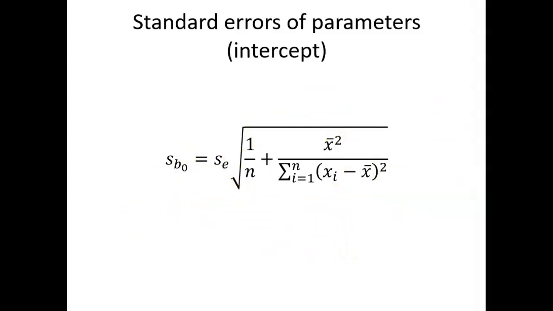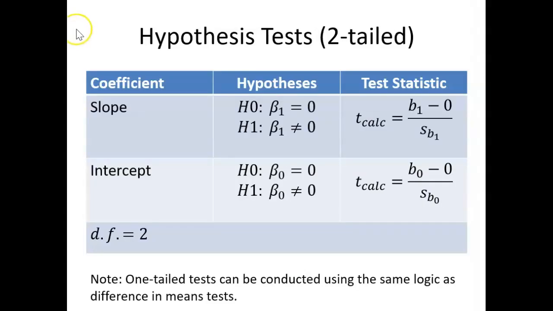But with those standard errors, we can conduct hypothesis tests. I'm just going to present the two-tailed hypothesis test because that is what is presented by most statistical software packages. But if we want to conduct a one-tailed hypothesis test for a slope or an intercept, we can easily do that using the logic that we've used in the past.